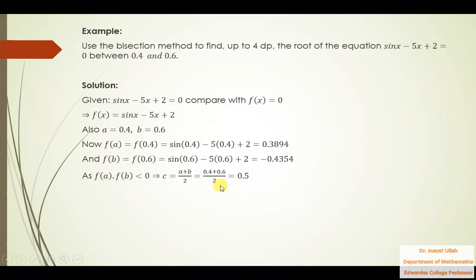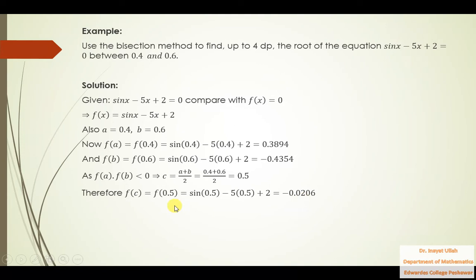Whenever we find the value of c, we need to put this c in the given function to find f of c. So f of c means f of 0.5. Replacing x by 0.5, we get sin of 0.5 minus 5 into 0.5 plus 2, and this sum and difference is minus 0.0206.